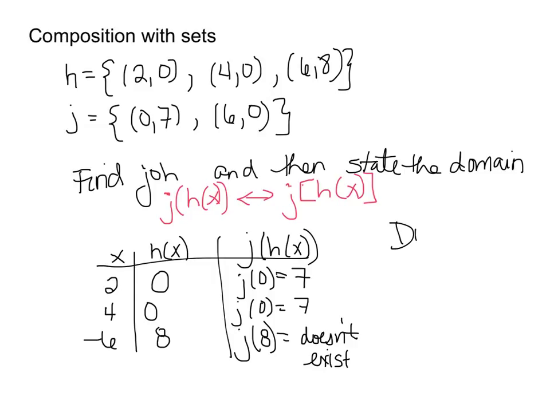So if we want to talk about the domain for this composition, j composed with h of x, we said we could plug in what values and get a y value back. So we're going to look here and see where we got a value in the last column. So here we can plug in 2. We can also plug in 4. We can't necessarily plug anything in between, which is why I'm using the squiggly bracket instead of interval notation.